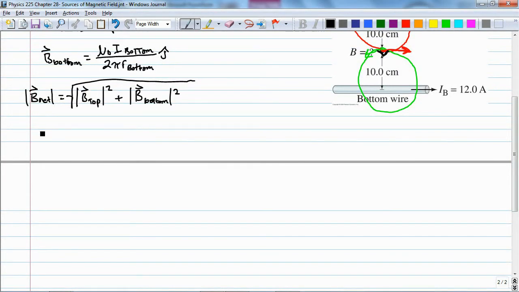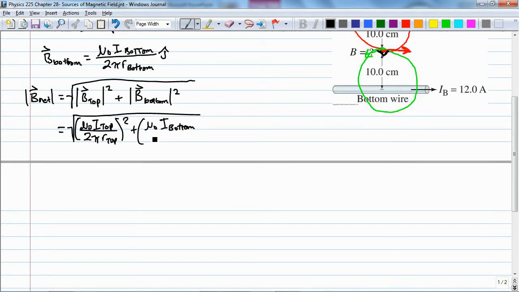And so that's just going to be equal to the square root of mu naught I top over 2 pi R top, squared, plus mu naught I bottom over 2 pi R bottom. And that's squared. And we have to square root everything.